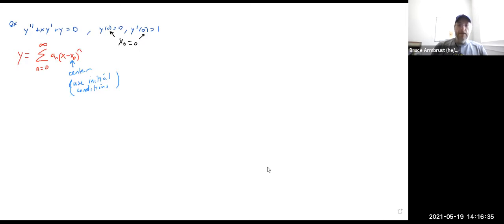So for this specific one, then we're going to go with y equals the sum from 0 to infinity of a sub n times x to the n. And our goal here is to find the a sub n's. Let's start building this polynomial of infinite degree. All right, so if this is our y, we definitely need to get a y prime and a y double prime.